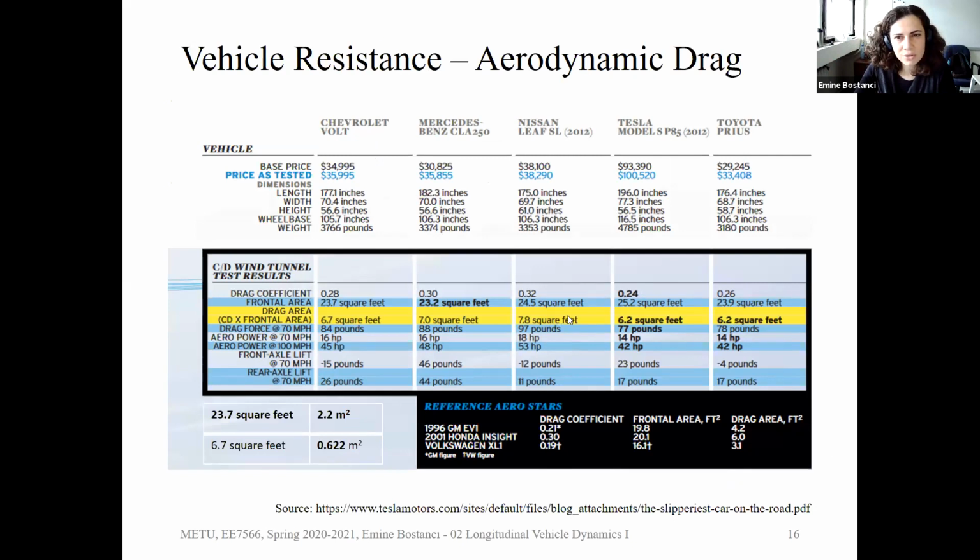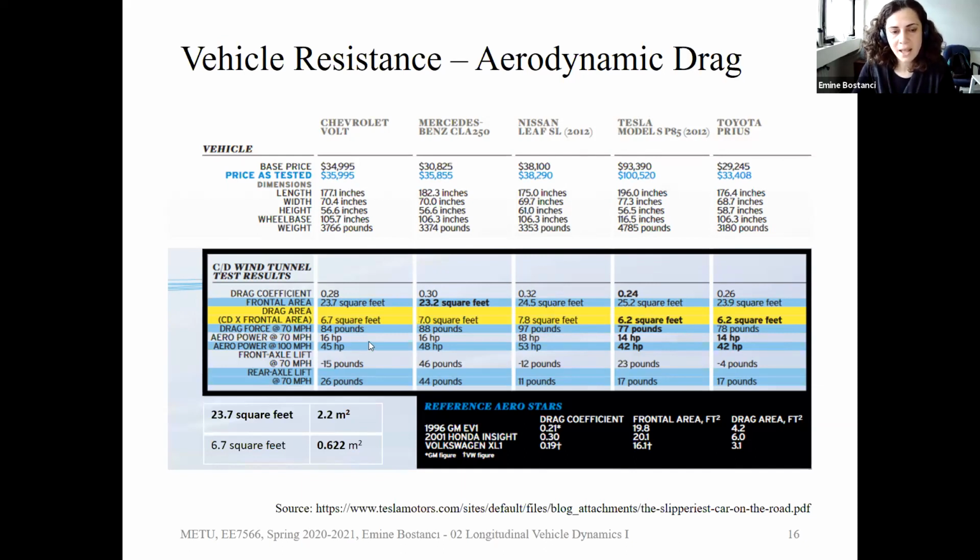So previously I found a report. You can just check this report. It is still available online. They were comparing different electric vehicles: Chevy Volt, Mercedes-Benz, Nissan Leaf, Tesla Model S, and Toyota Prius. And they were comparing their drag coefficients, frontal area, and drag coefficient times the frontal area. So first of all, what you see is these vehicles have quite good drag coefficients: 0.29, 0.3, 0.32, 0.24, and 0.26. And as you see, the Tesla has a very good coefficient, also Prius and Chevy Volt.